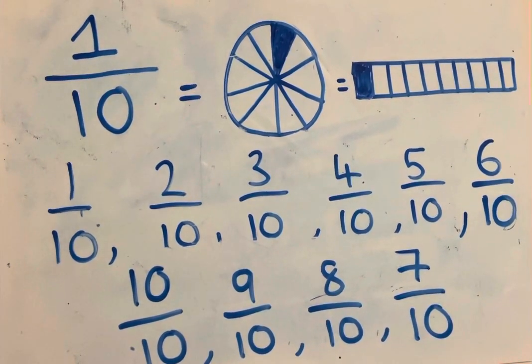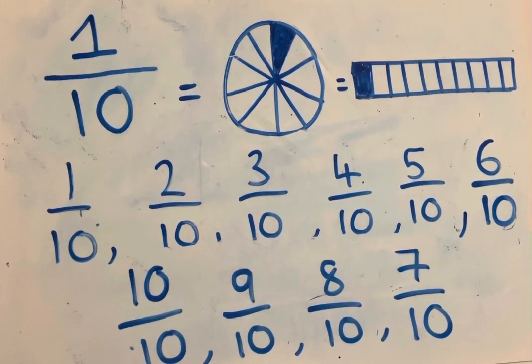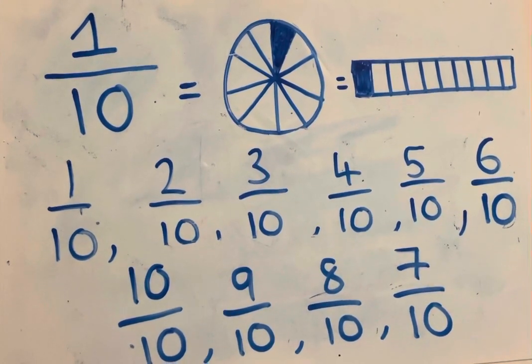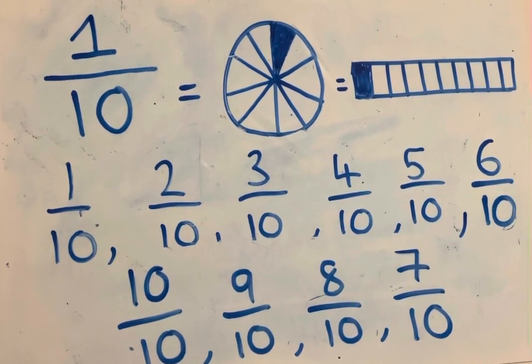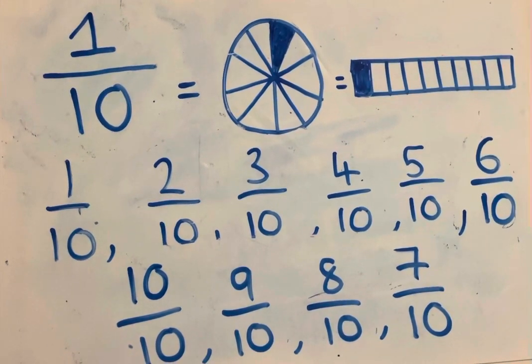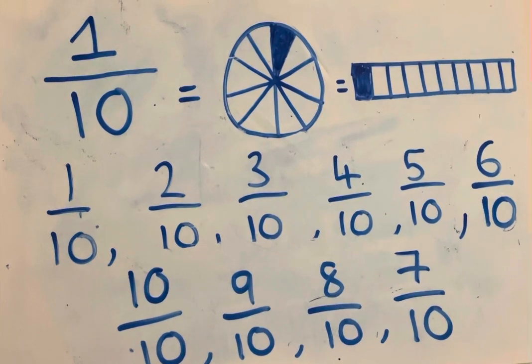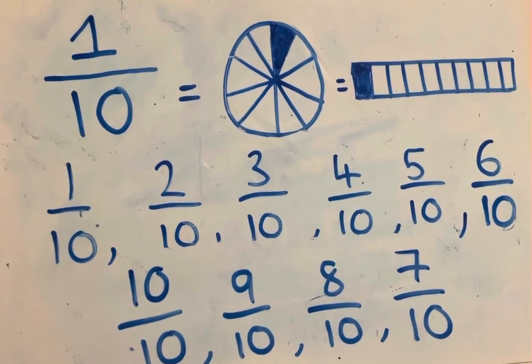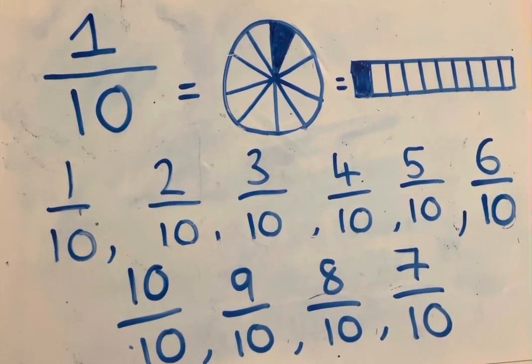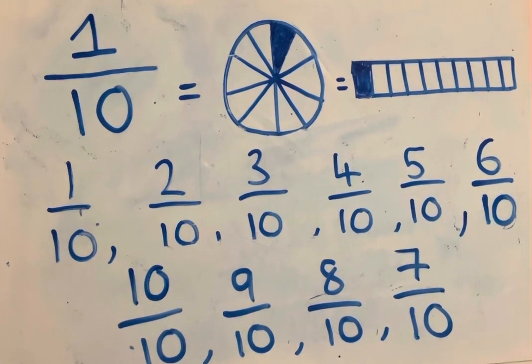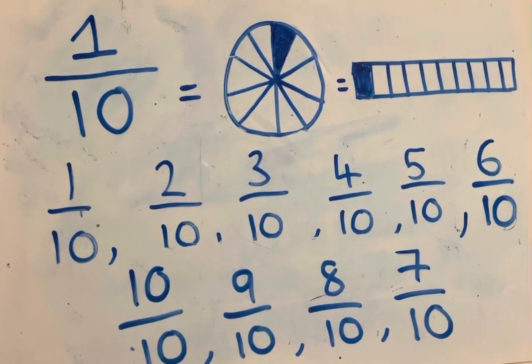So what we need to remember when we're counting up and down in tenths is that the numerator always changes, but the denominator always stays the same. So what we're going to do now is we're going to have a look at our work for the day, and we're going to see if we can complete our sequences on tenths and have a go at counting up and down in tenths.